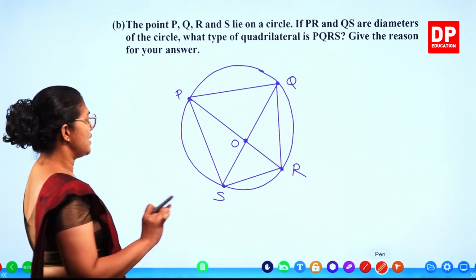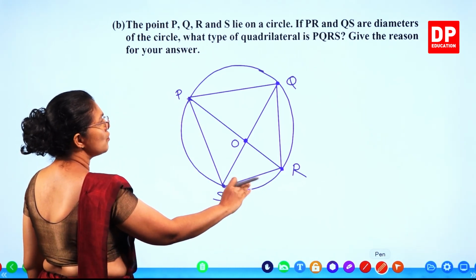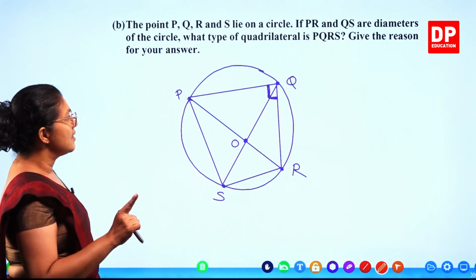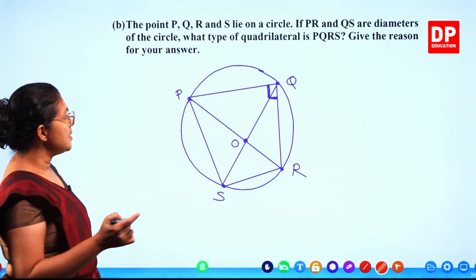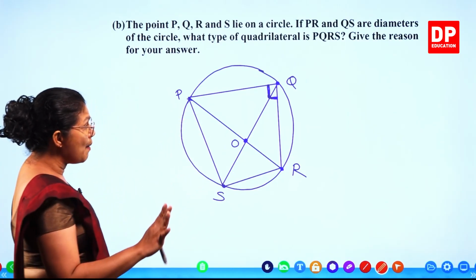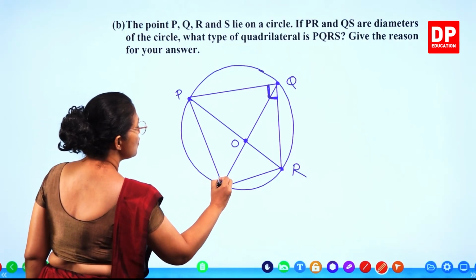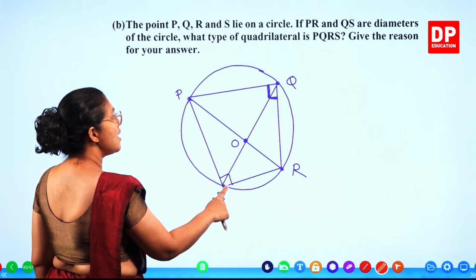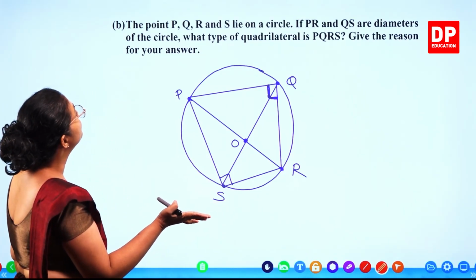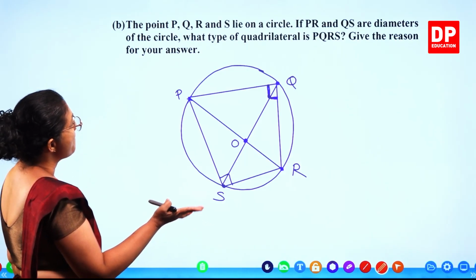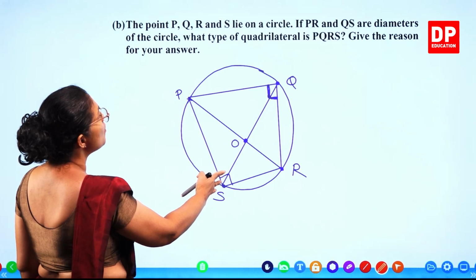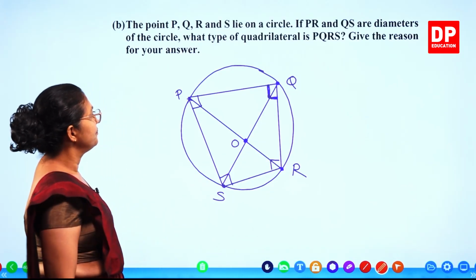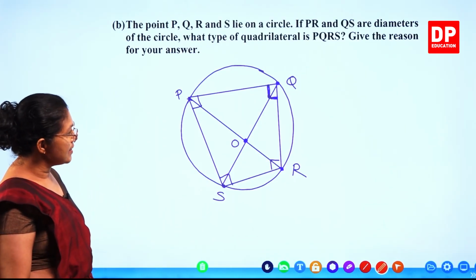And here, what can you say now? PR is the diameter. So what can you say about this angle? This angle is 90 degrees. Why? Semicircle angles are 90 degrees because PR is the diameter. So same way, we can see that this is also 90 because PR is the diameter. Semicircle angles are 90 degrees. Now let's take the other diagonal. What's the other diagonal? SQ. SQ is the other diagonal. So this is 90 degrees. This is 90 degrees.